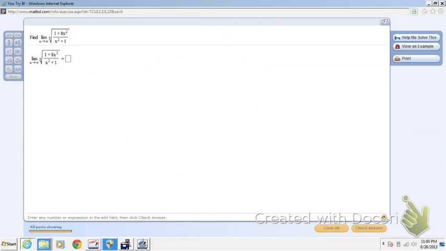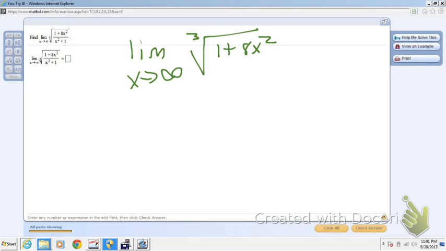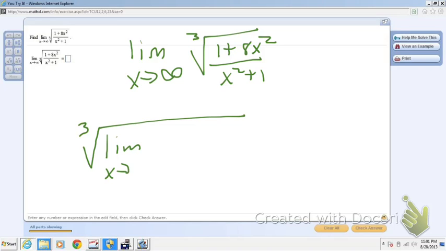Now we have some limit laws here. We have the cube root of a function, so it's perfectly legal for us to do this. I'm going to write it out. We're looking at the limit as x approaches infinity of the cube root of 1 plus 8x squared over x squared plus 1. Now your author even reminds you that it's perfectly legal to do the cube root of the limit as x approaches infinity of that rational function. So basically it's like do the inside first and then eventually cube root it.